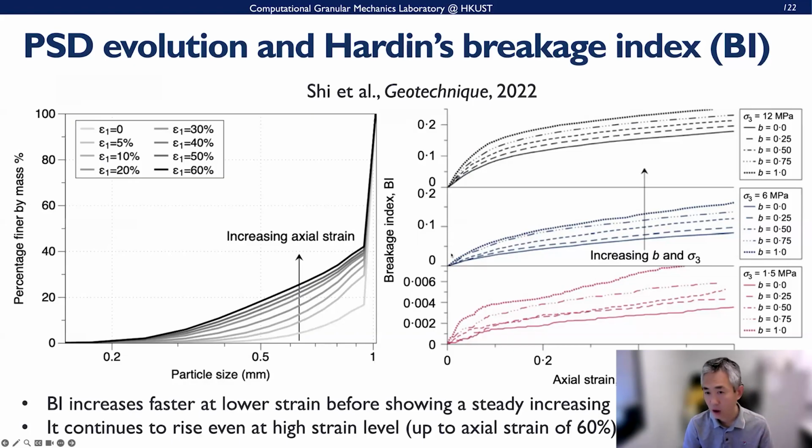We have mentioned before how it would be affected at a different b value. Here b is the intermediate principal stress ratio, basically defined in soil mechanics as a ratio indicating the perturbation of the intermediate stress compared to the major and minor principal stresses. It basically gives a loading foundation here. So the breakage index will increase very fast at low strain, and then shows a relatively steady rate. It can continue to increase even at high strain levels, and at 60% it is still increasing here.